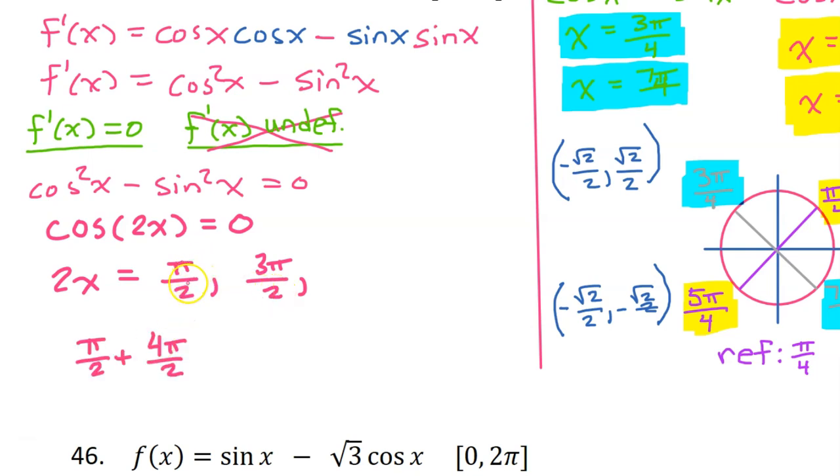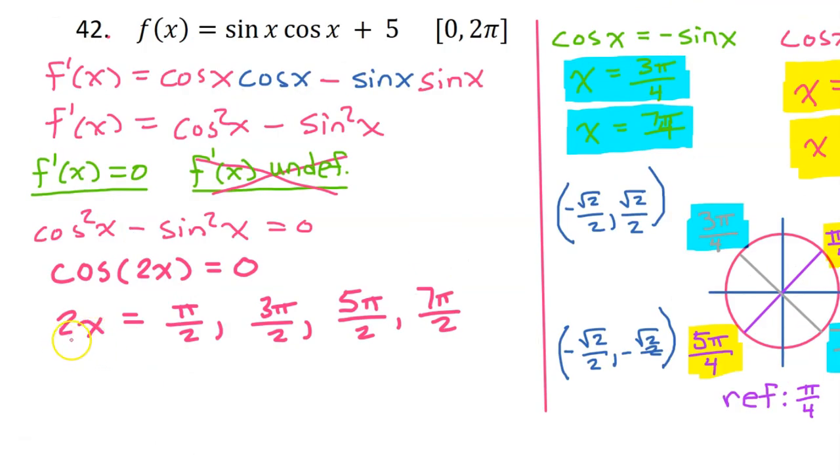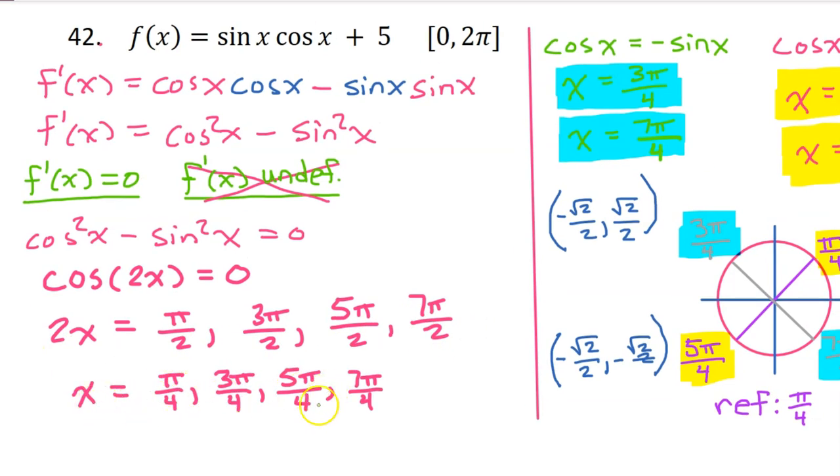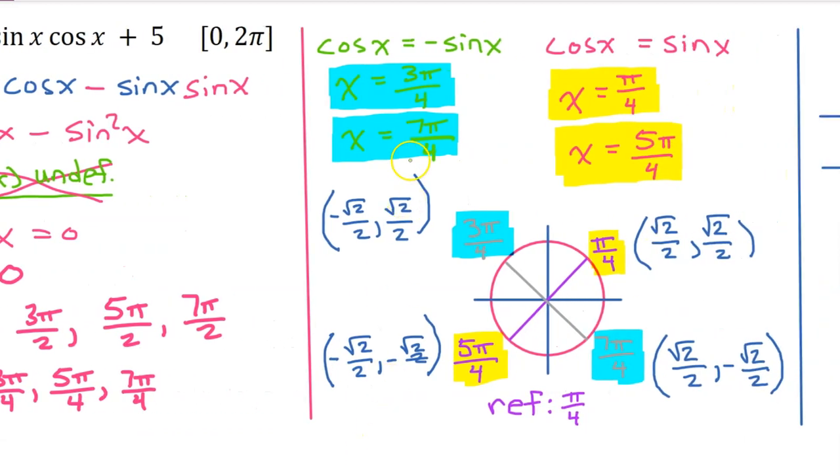Pi over 2 plus 2 pi is the same thing as pi over 2 plus 4 pi over 2, which is 5 pi over 2. Similarly, we need to add 2 pi to 3 pi over 2. So that's 3 pi over 2 plus 4 pi over 2, which is 7 pi over 2. In order to solve for x, we need to divide everything by 2. So that gives us these 4 solutions, which are the same 4 solutions that we got the last time. And from there, the problem is the same.